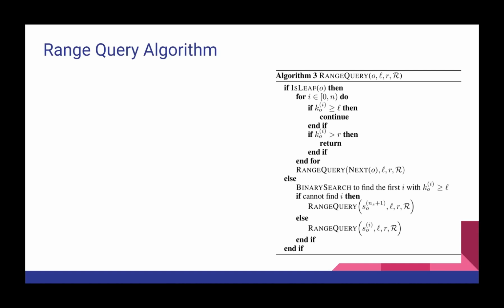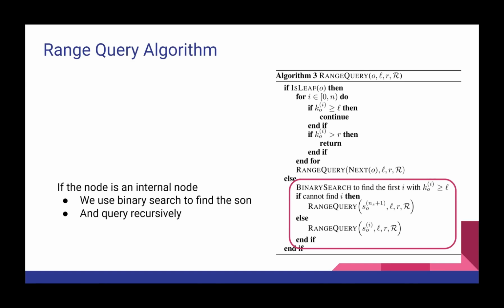Next is the algorithm for range queries. The range query function takes the following parameters. O represents the current node. L and R represent the query range. The big R is a result sheet, which in C++ is a pointer to a vector. We update the result by continuously updating big R.